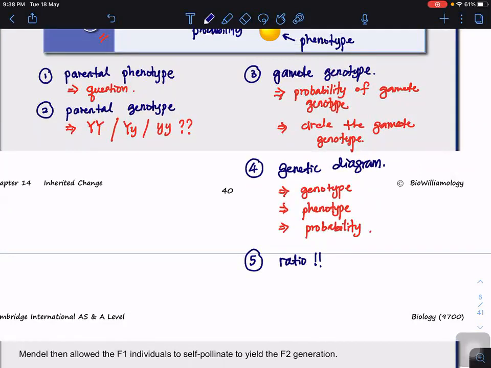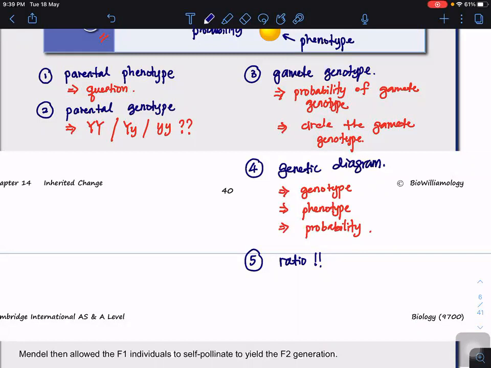Okay, I say that if you want to play safe, this is the answer, because sometimes the question may not require you to put in probability. But sometimes they do need it, and if you don't have it, then you lose the mark. Okay, so this is the complete set of how you answer the question. Always remember, for gamete genotypes, you must have the probability of the gamete genotypes, and you have to circle the gamete genotype as well. Okay, and then for the genetic diagrams, you need to have the genotype, phenotypes, as well as the probability.